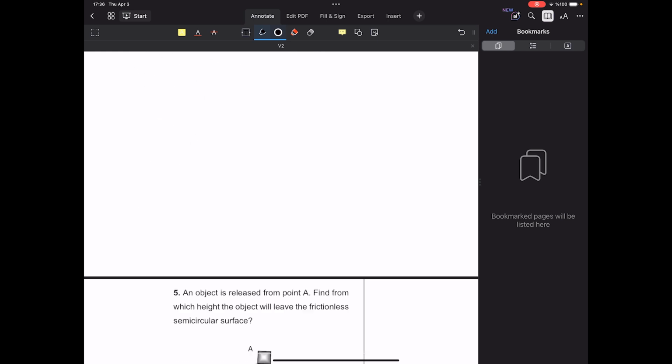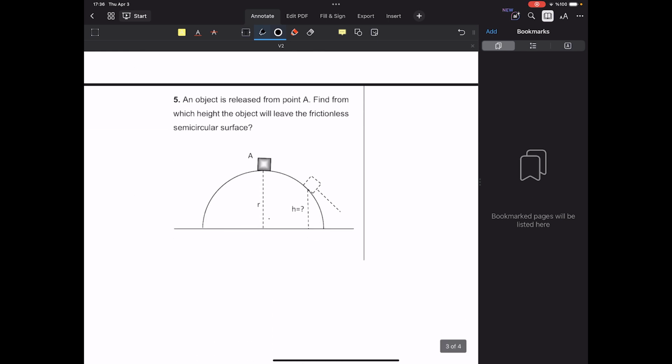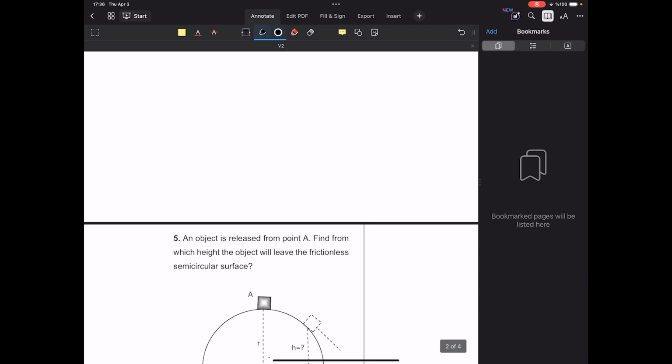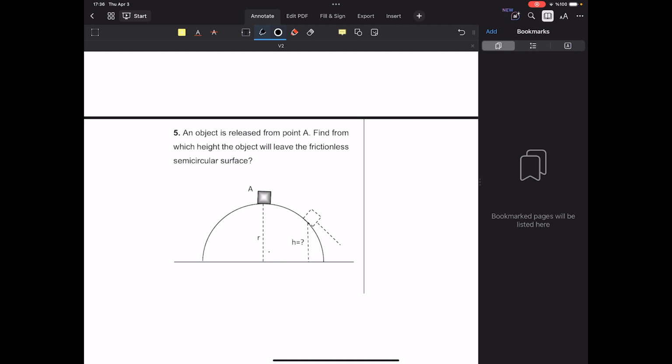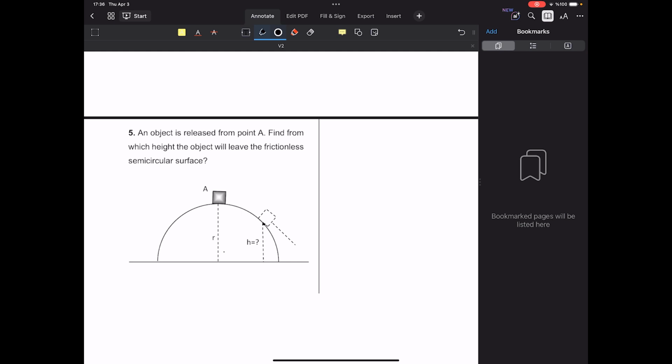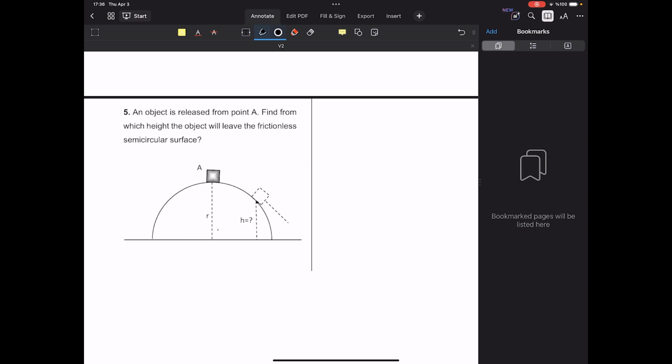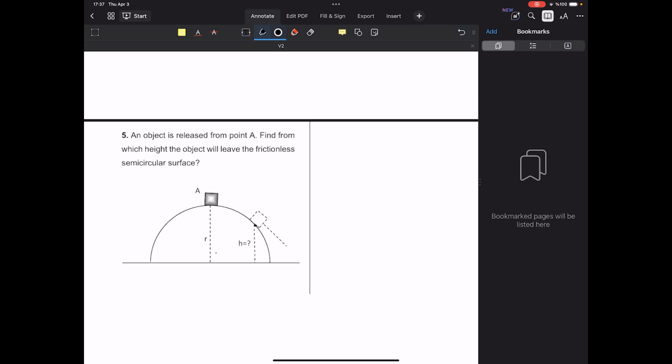So here we have an object that is released from point A. Find from which height the object will leave the semicircular surface. There are a lot of different questions that ask this basically: when will the object leave the semicircular surface, or when will the object leave the circular path. So in this case, the force that's causing the centripetal force is this normal force right here, as well as the component of gravity, like this.